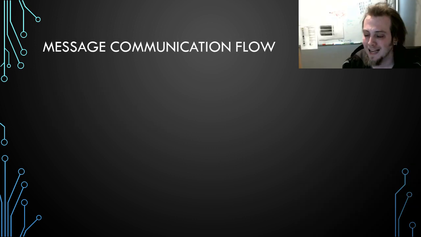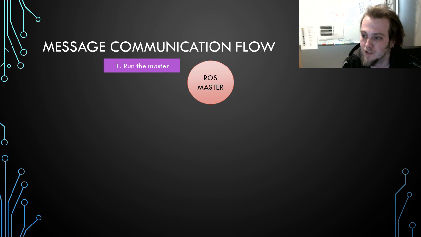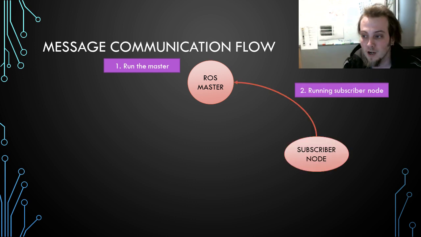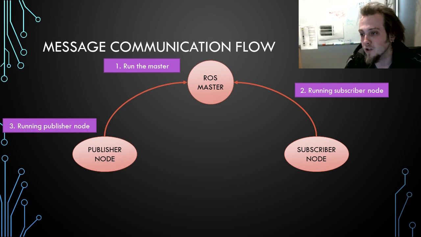Now we'll have a look at the message communication flow. The first thing that we have to do is run the master, and this is done using the command roscore. We then might create a subscriber node and run it. When we run this subscriber node, it will publish its information to the master, so its name, its type, etc. The next thing that we'll do is run a publisher node, and this will do the same thing. It will register all its information with the ROS master.